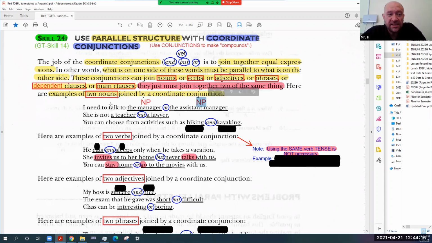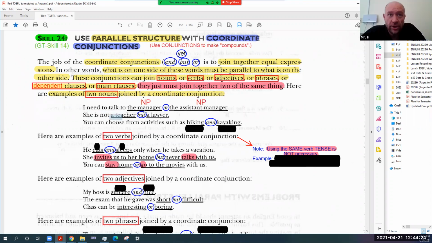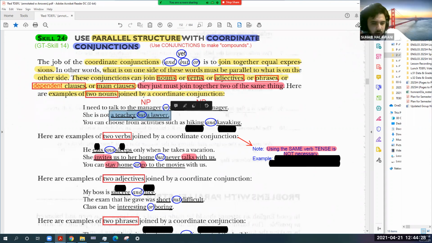Okay. Read the next example, Suhaib. She is not a teacher, but a lawyer. Lawyer. What do we have here? Two noun things? Is it a thing? A teacher is a noun thing? Person. Noun person, noun person.